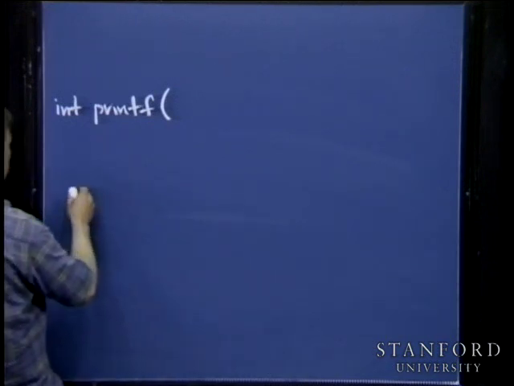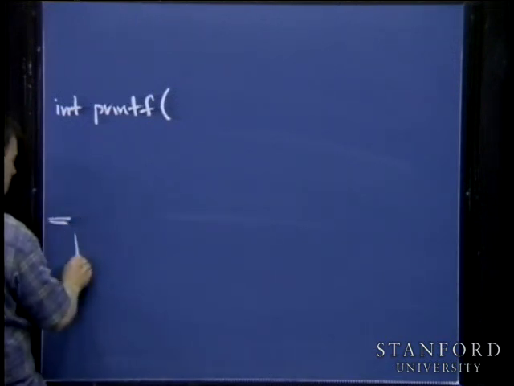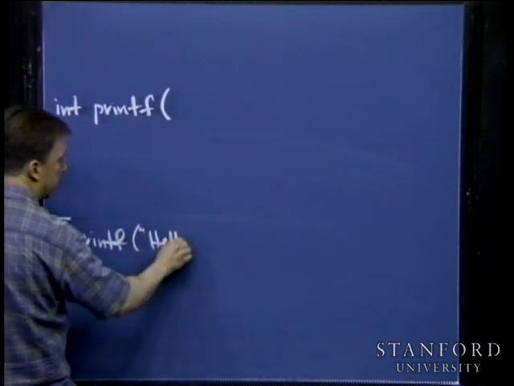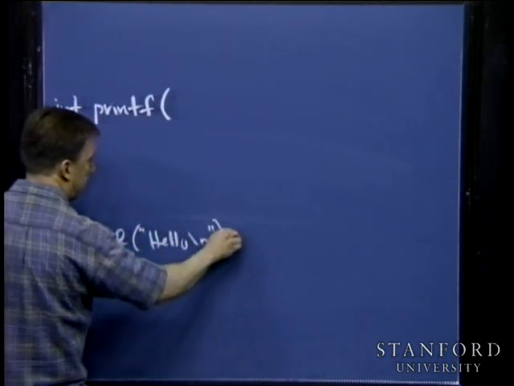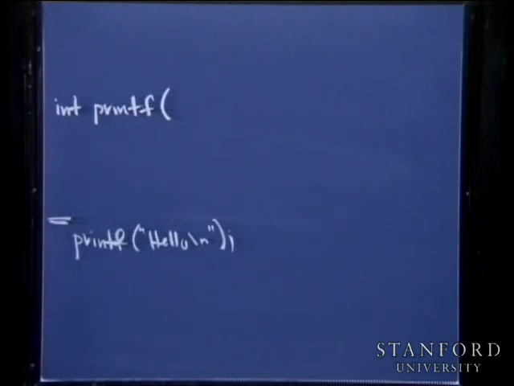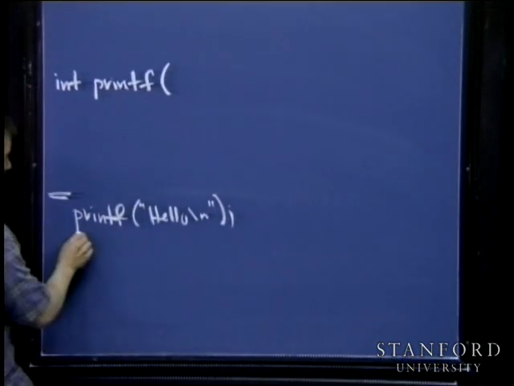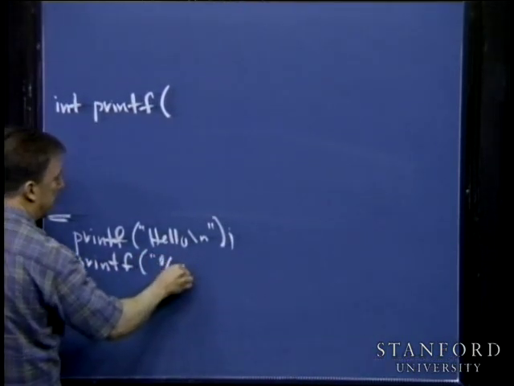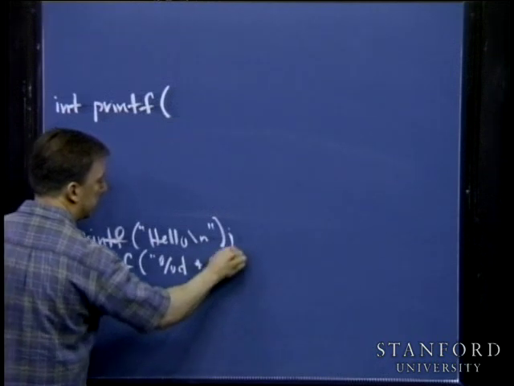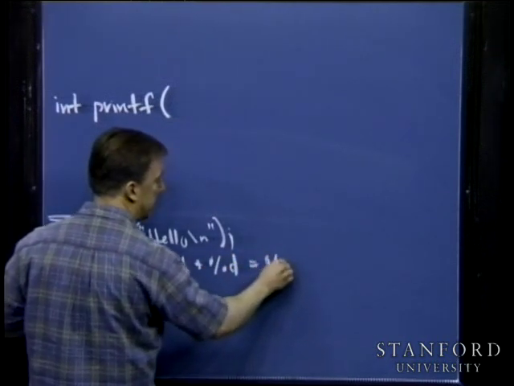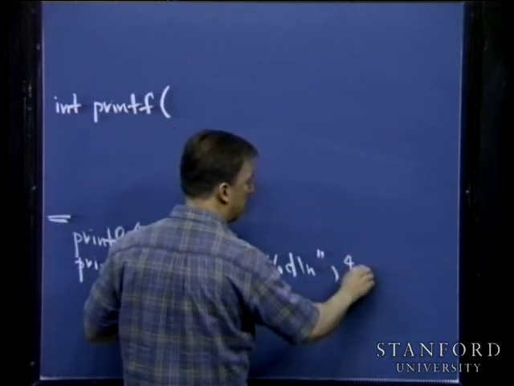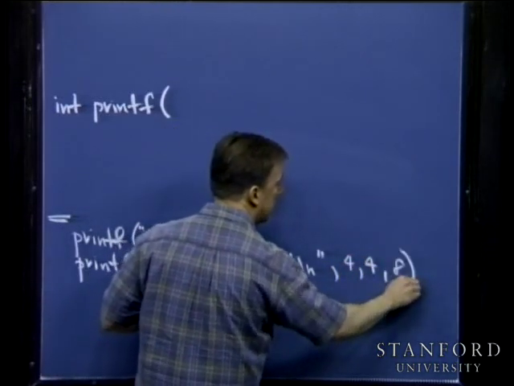Well, sample calls are things like this: printf("hello"). That's in contrast to cout << "hello", a string constant, with an endl at the end. When you have something like "%d plus %d equals %d\n", you want to fill it in with 4 and 4 and 8.